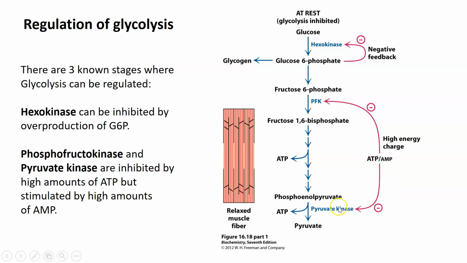Phosphofructokinase and pyruvate kinase are also two further enzymes that are targets for inhibition. But rather than the products inhibiting these enzymes, it is basically the concentration or the ratio between ATP and AMP. Lots of ATP will feed back negatively to inhibit phosphofructokinase and pyruvate kinase. But if you have lots of AMP, then it actually stimulates these enzymes to work faster. ATP inhibits and AMP stimulates.